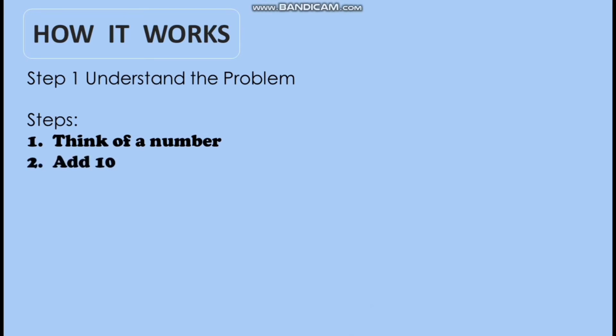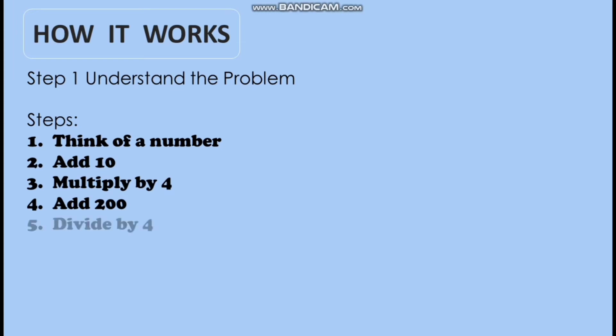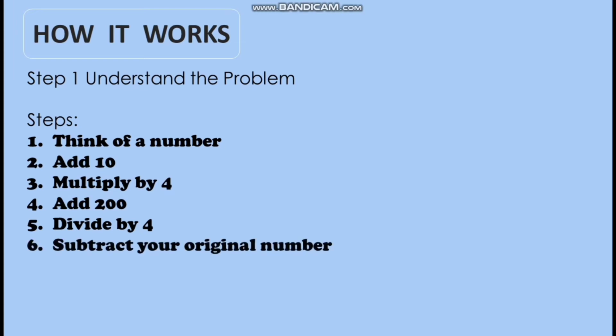Next, step 2, mag-a-add lang tayo ng 10 dun sa naisip natin na number. Then, step 3, yung sagot na nakuha natin, imumultiply lang natin siya by 4. Tapos, for step 4, mag-a-add lang ulit tayo ng 200. Then, for step 5, divide by 4. And lastly, subtract your original number.